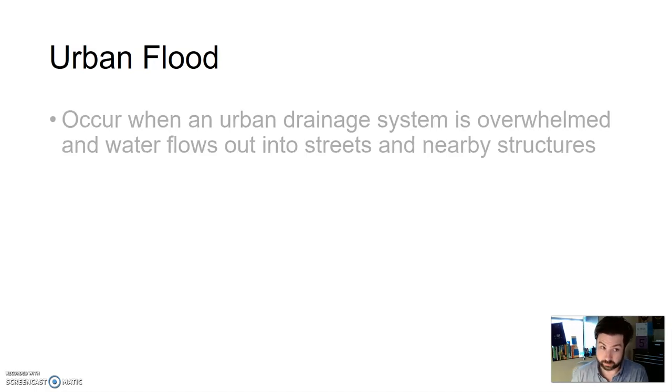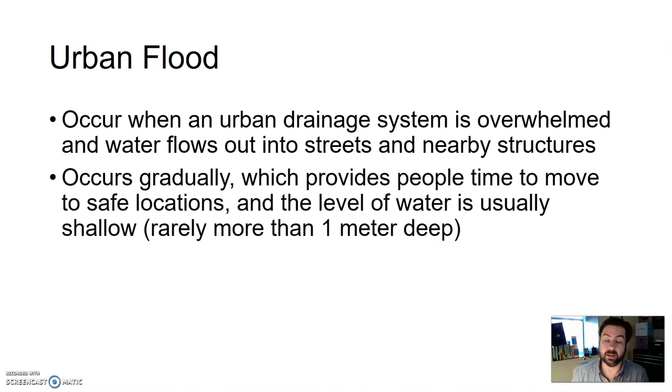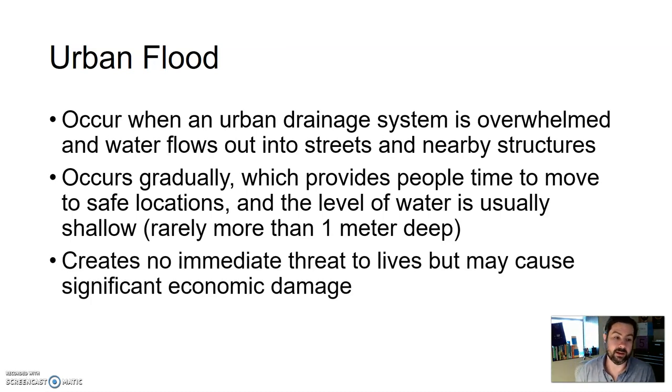And then you get urban floods. They occur when the urban drainage system, the sewer system, is overwhelmed and water flows onto the streets and nearby structures. It occurs gradually, which gives some people time to move or figure out a different way to drive. And the water is relatively shallow, rarely more than 1 meter deep, which is a little over 3 feet, which is still more than most cars are going to make it through. But again, it's not necessarily flowing water, it's more standing water. It creates no really immediate threat to lives.